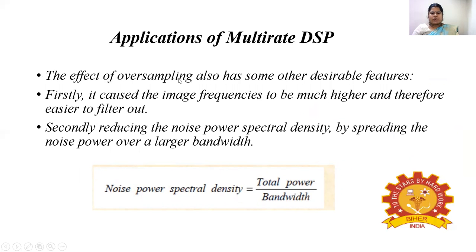Then the oversampling also has some other desirable features. Firstly, it causes the image frequencies to be much higher and therefore easier to filter out. And secondly, it reduces the noise power spectral density by spreading the noise power over a larger bandwidth. Here the noise power spectral density is given as the ratio of total power to the bandwidth. So these are the applications of multi-rate DSP.